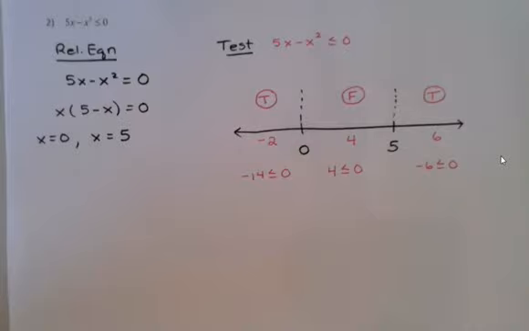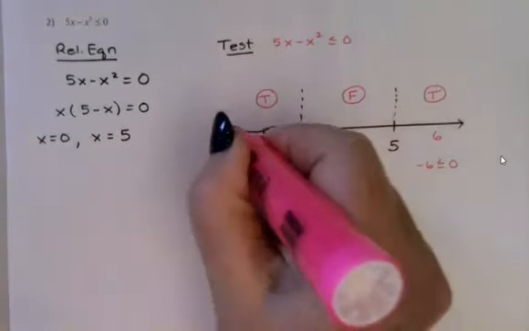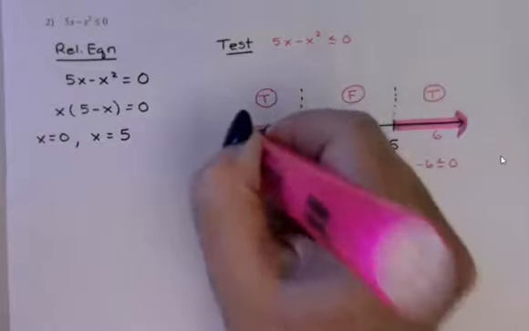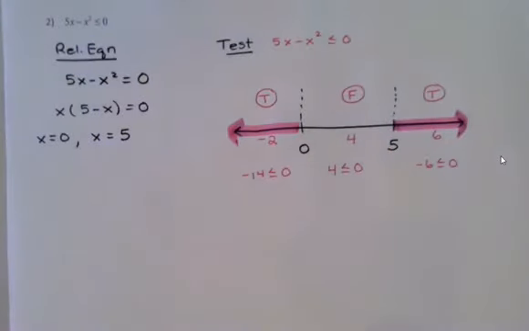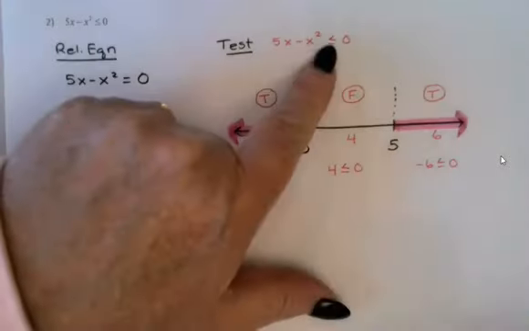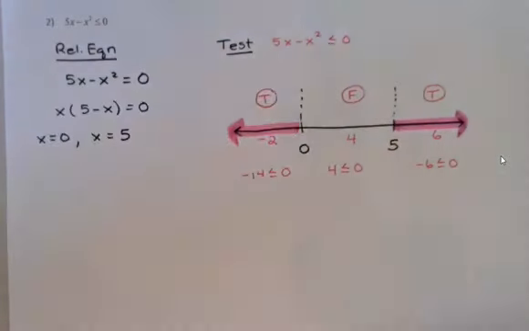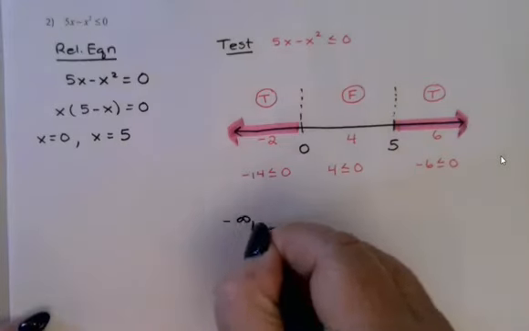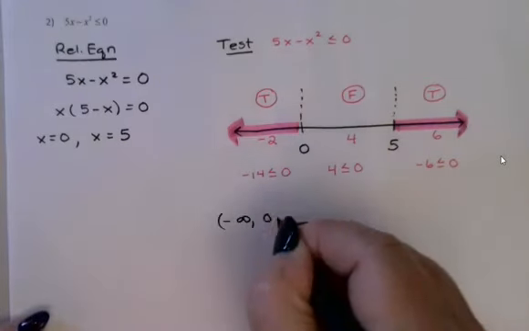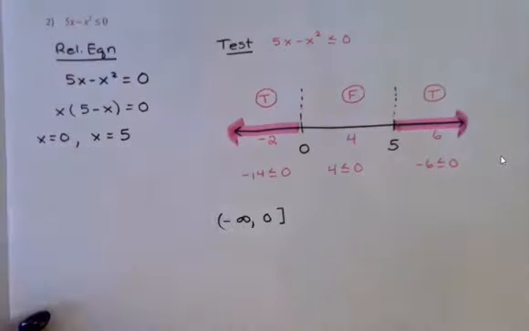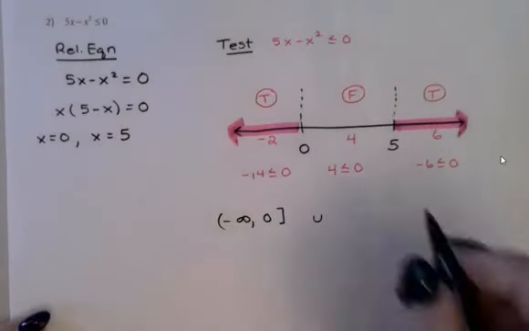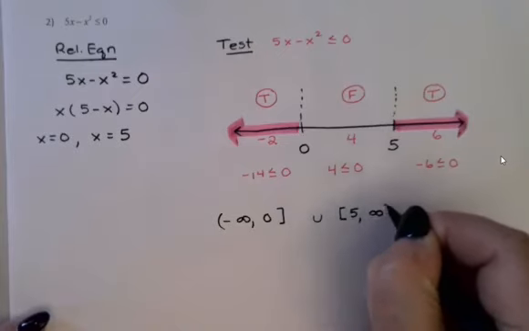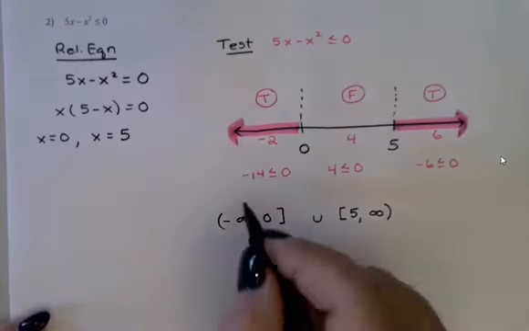So the 2 places where this was true are the 2 ends of my number line. And in this case, it was less than or equal to. So unless I've got an infinity, I'm using square brackets. So from negative infinity to 0, square bracket on the 0, union or joined with the other part of the solution, from 5 to infinity. And again, notice that square bracket on the 5.